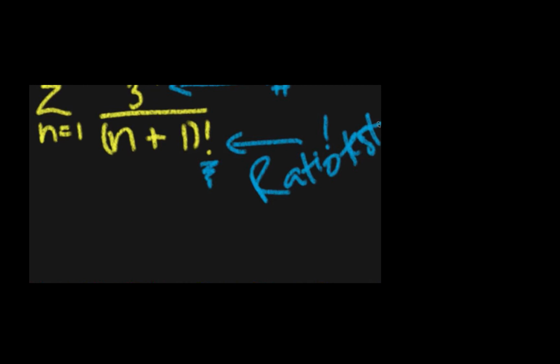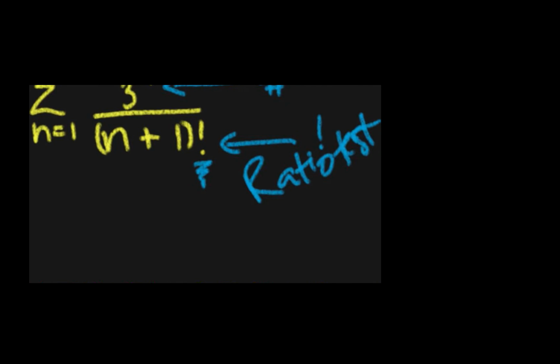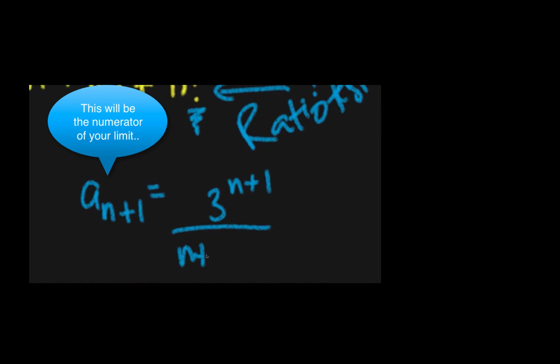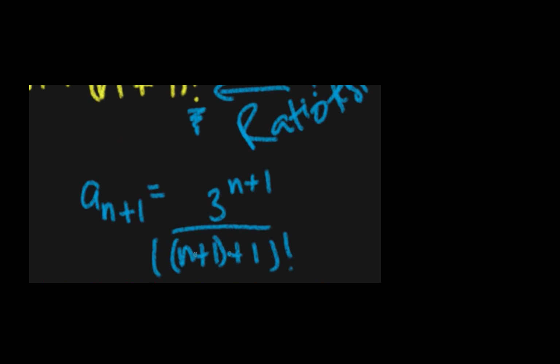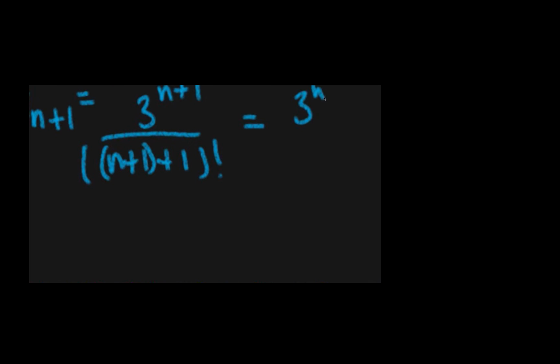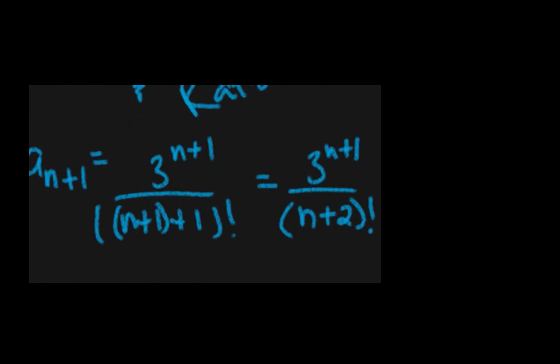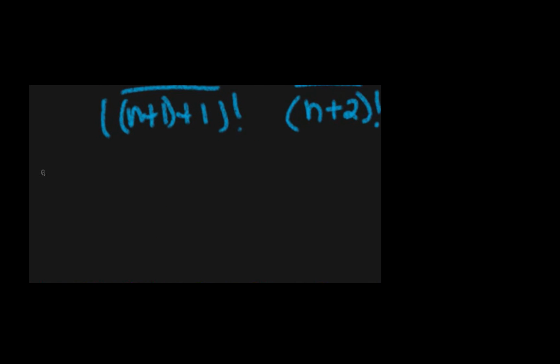Okay? So now that you figured that out, what you've got to do is figure out what a sub n plus 1 is. So a sub n plus 1 is going to be plugging in an n plus 1 everywhere you see an n. You understand how I did that? Okay. So if I simplify that a little bit, we've got to take the limit of that over the next term, or the original term.